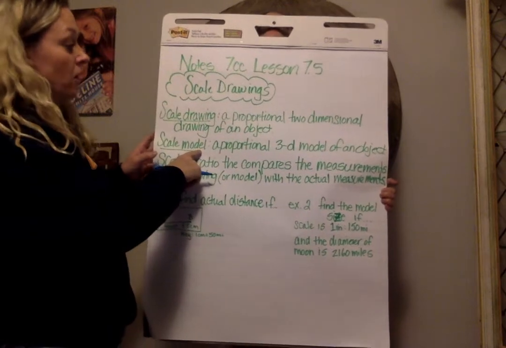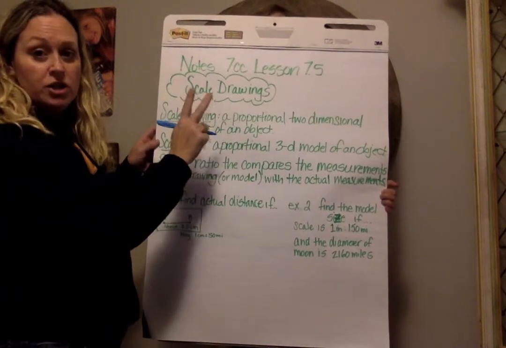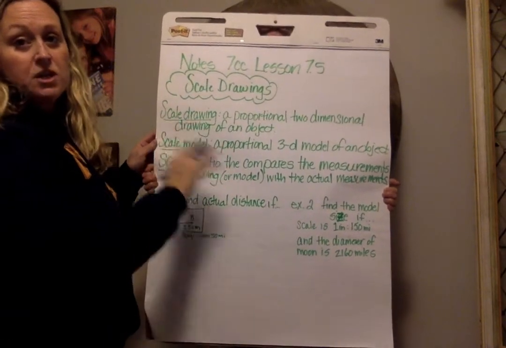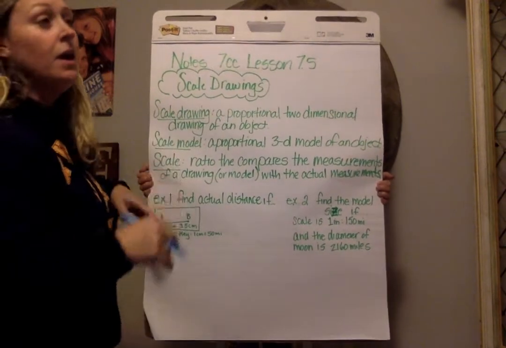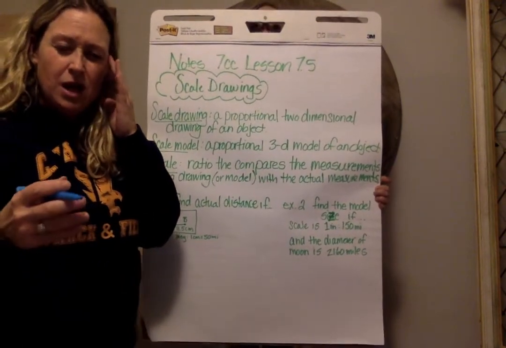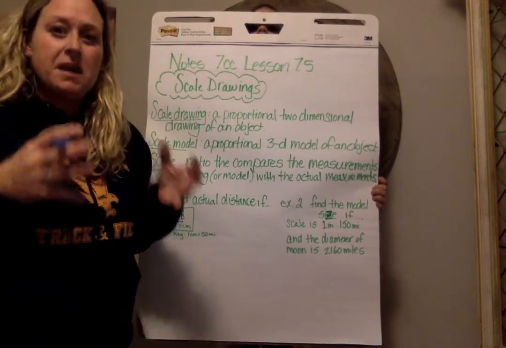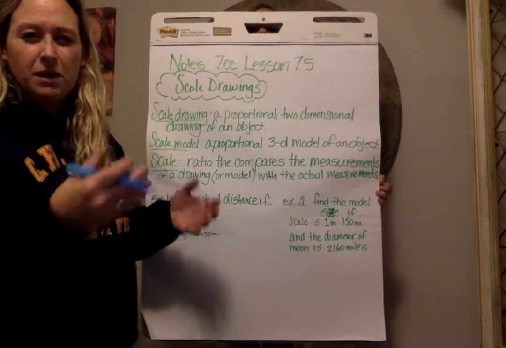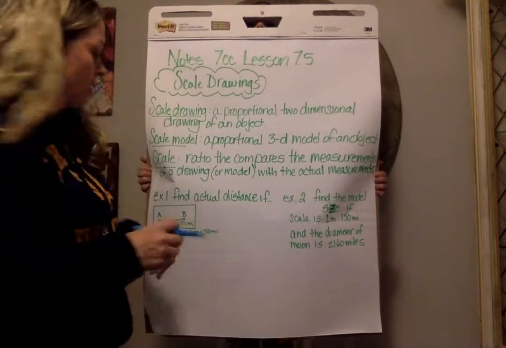A scale model, this is the drawing, the 2D. The scale model is a 3D, so it's proportional to the big one. Sometimes if it's really, really small and you need to make it bigger, those would also work, but typically we see scale drawings or scale models to be smaller.